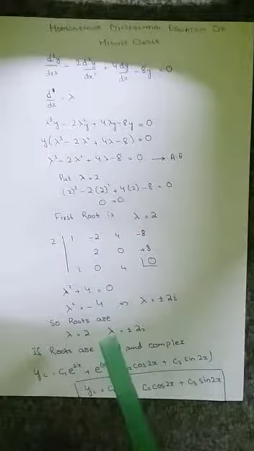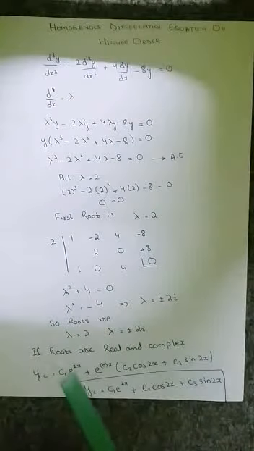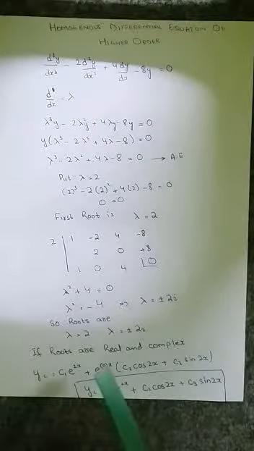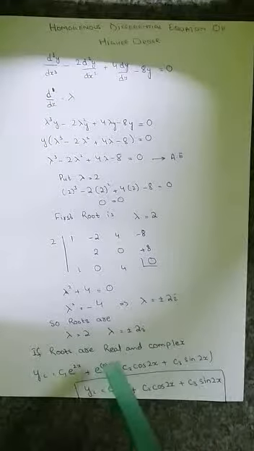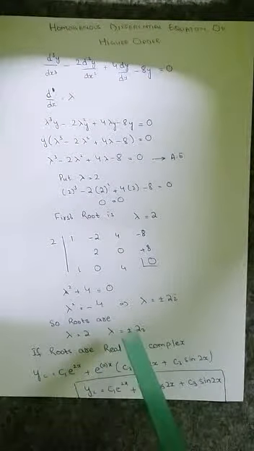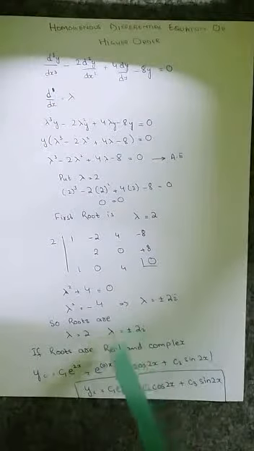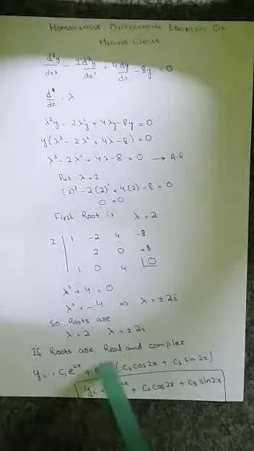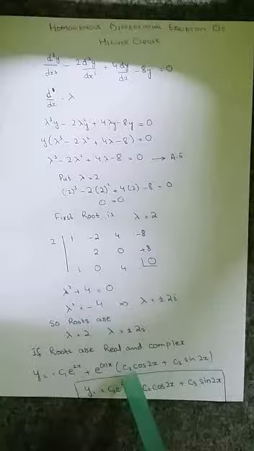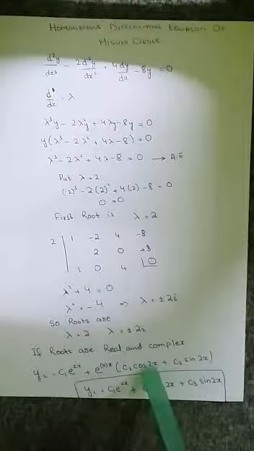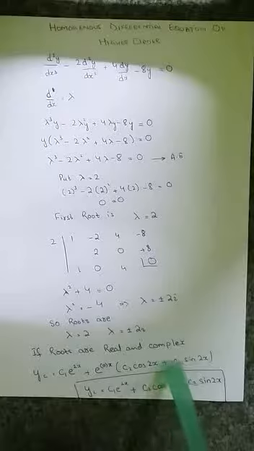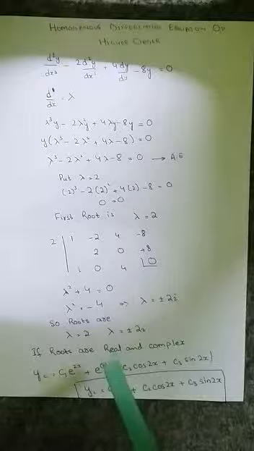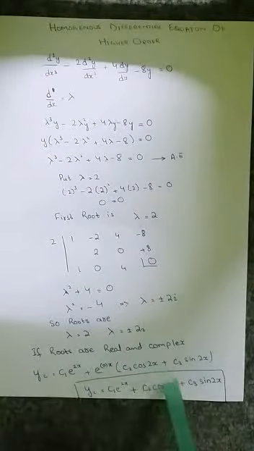So my complementary function of a given equation will become c1 e with the power 2x, yes, my one root is 2, plus e with the power 0x, here the real part of the complex is 0 and the imaginary part is 2. So it will become e with the power 0x (c2 cos 2x, here the imaginary value, plus c3 sin 2x). We know that e with the power 0 will become 1.